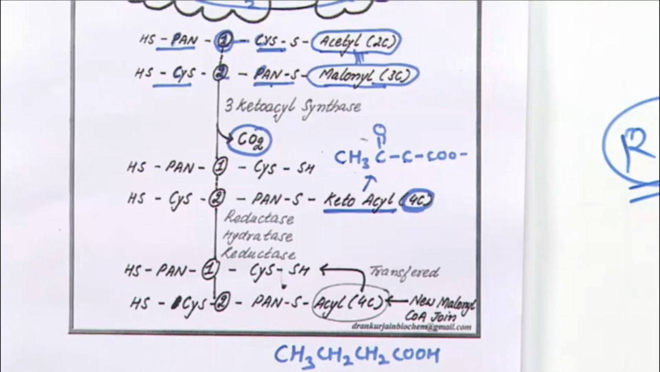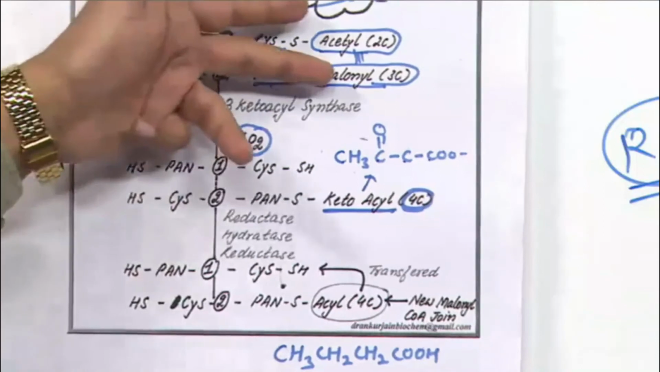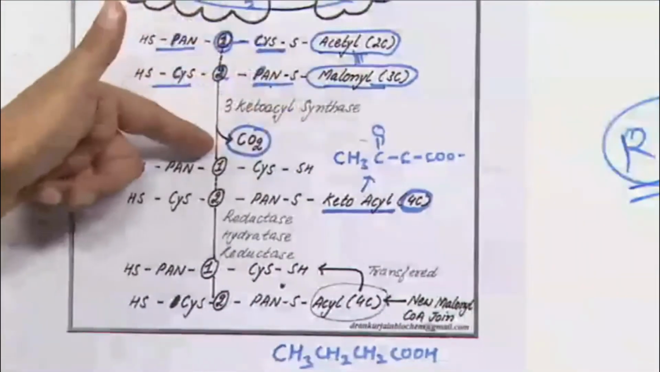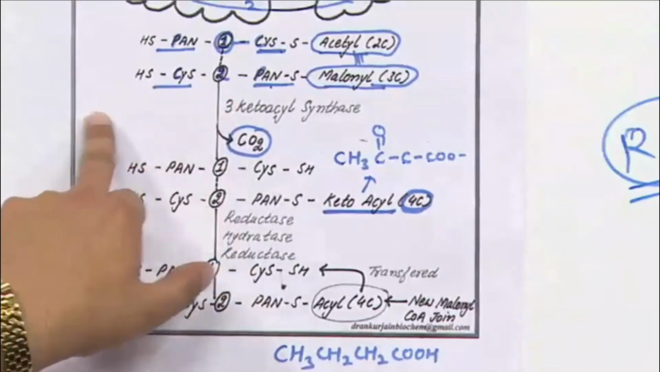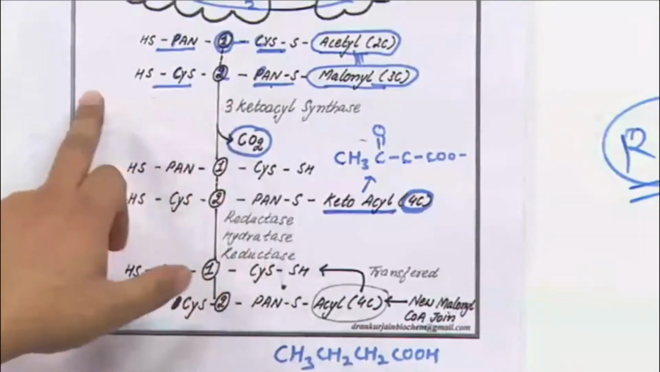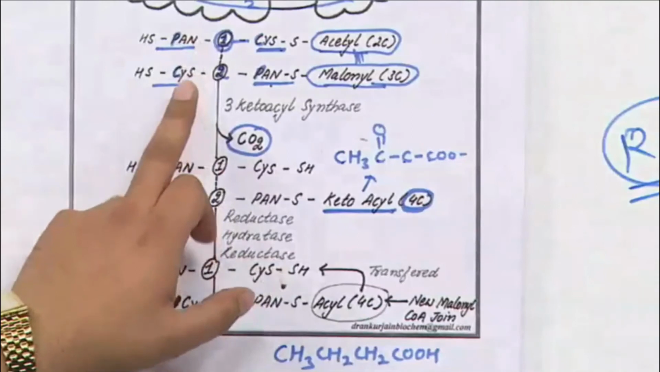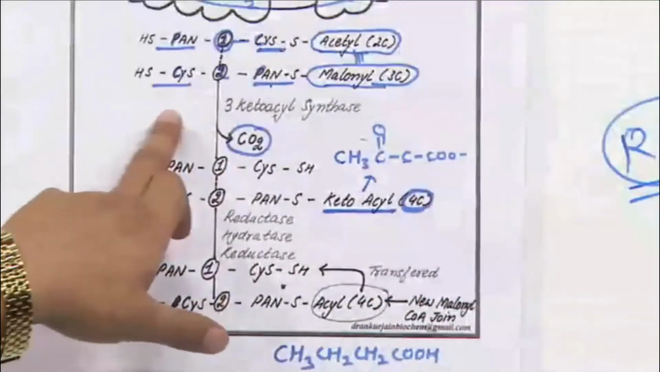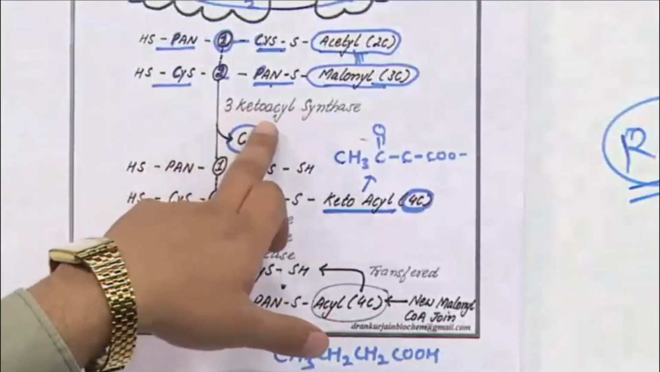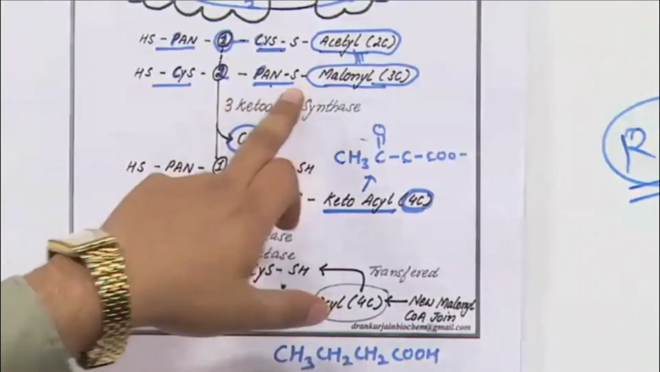Now acetyl comes to malonyl, condensation reaction occurs, CO2 is removed. This is called the condensation reaction. A question is asked: the condensation reaction, in which CO2 is removed, is catalyzed by which enzyme? Ketoacyl synthase.